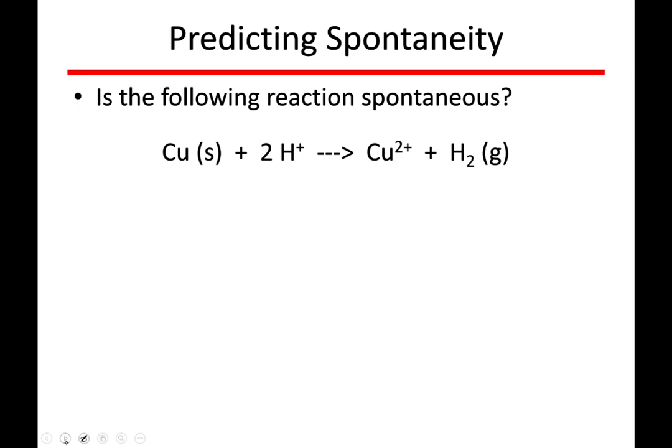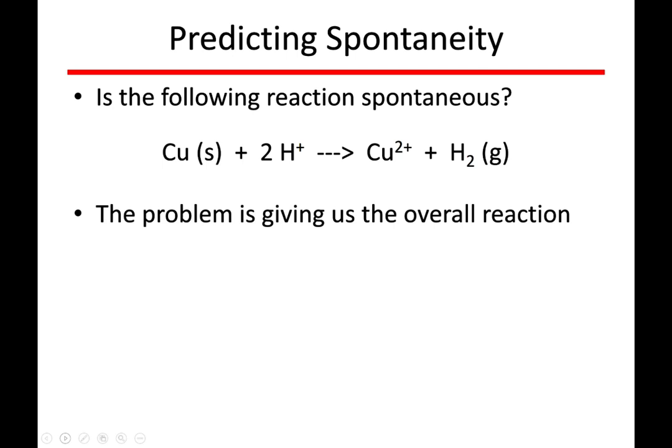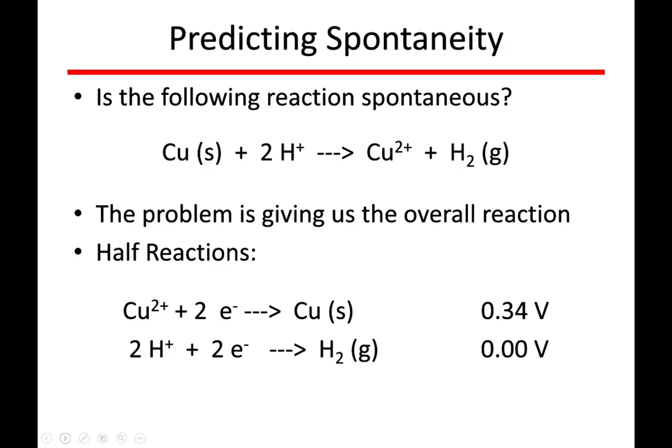In order to solve this problem, we have to recognize that this problem is telling us what the overall reaction should be. And so we have to now look for half reactions that involve all of these species. We have to look for a half reaction of Cu going to Cu2+, and look for a half reaction that involves H+ and H2. When you go to the table of standard reduction potentials, you'll find the half reaction for the reduction of Cu2+ to solid copper, and the half reaction for the reduction of H+ to H2 gas. You're always given these half reactions in their reduction form.